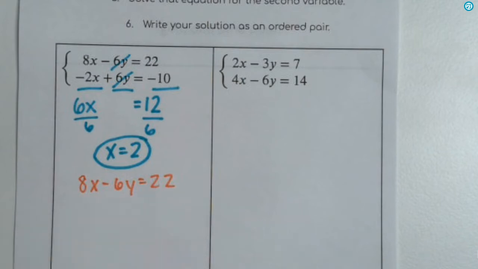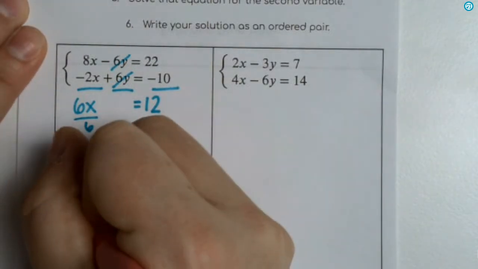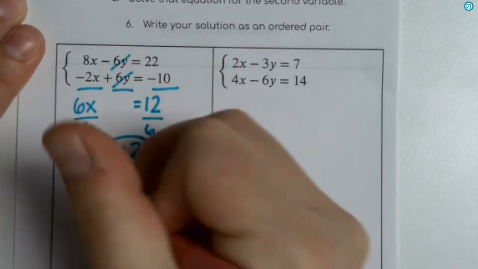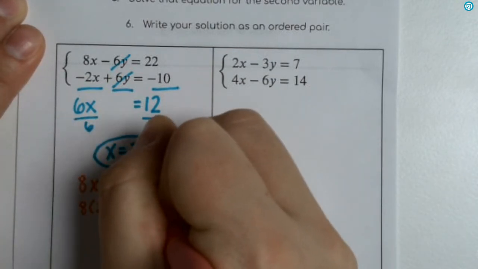And then I'm going to plug in 2 for x. So that's going to be 8 times 2 minus 6y equals 22.